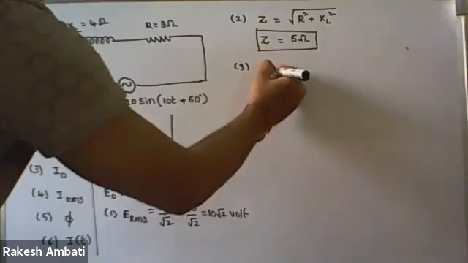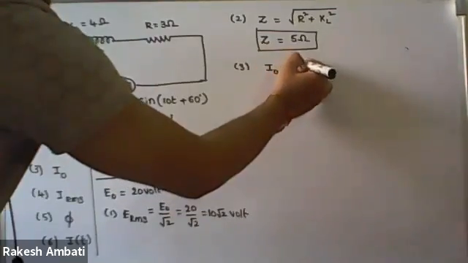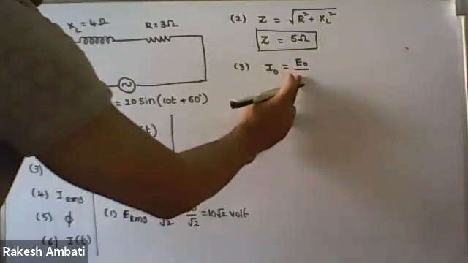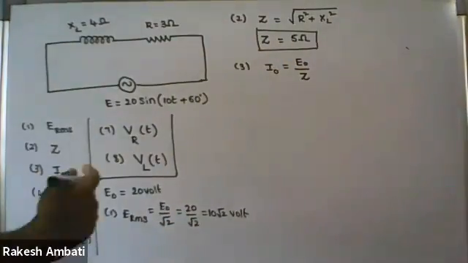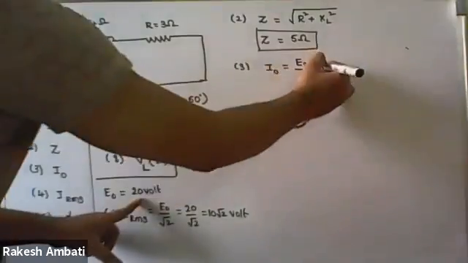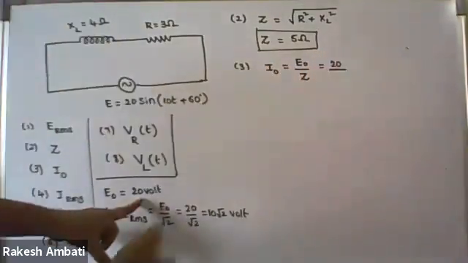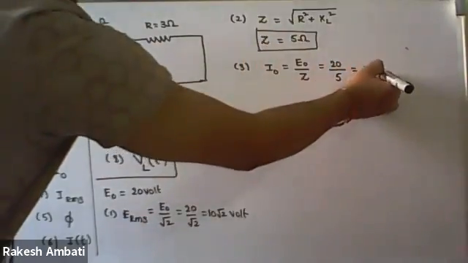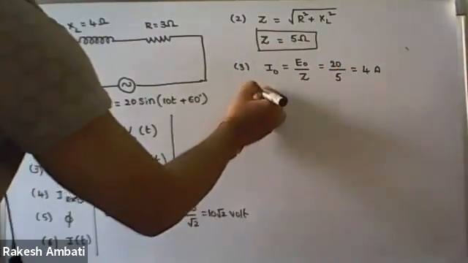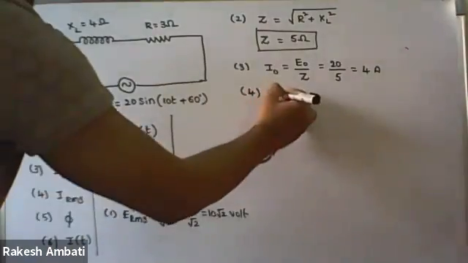The third question, we have to find I naught. According to Ohm's law, I naught is equal to E naught by Z. What is the E naught value? 20. E naught value 20 and Z value 5. So 20 by 5, 4 amperes.